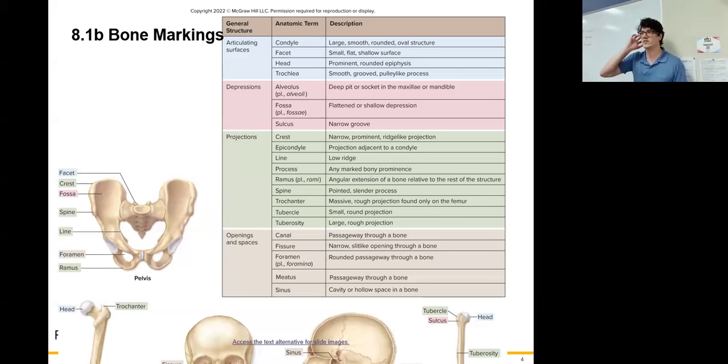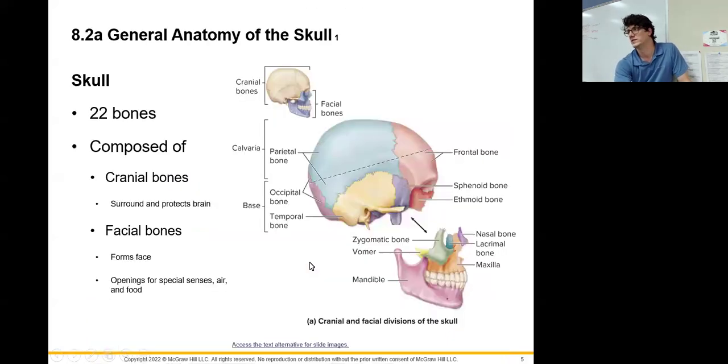Okay, we're also going to see lots and lots of openings or lots and lots of holes. The term that we're going to use most often for a hole that we see is going to be foramen. Okay, so foramen is going to be a hole.